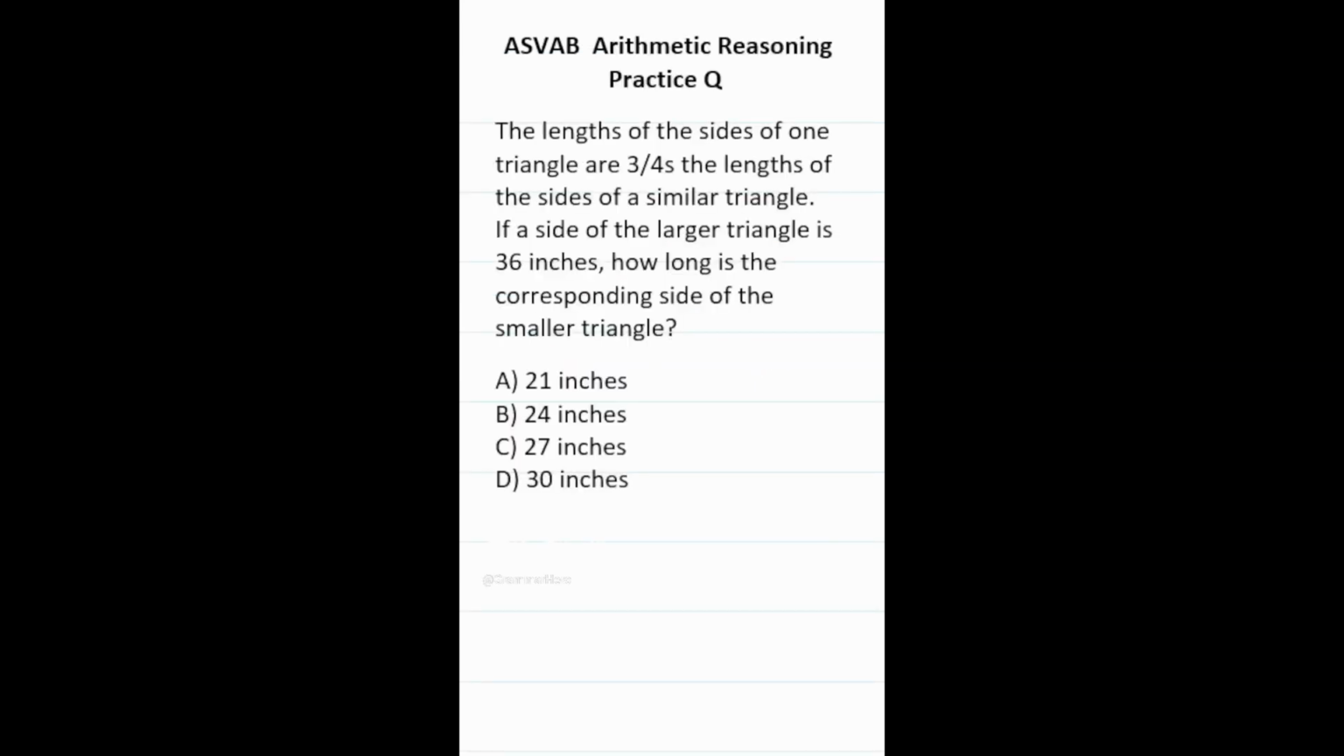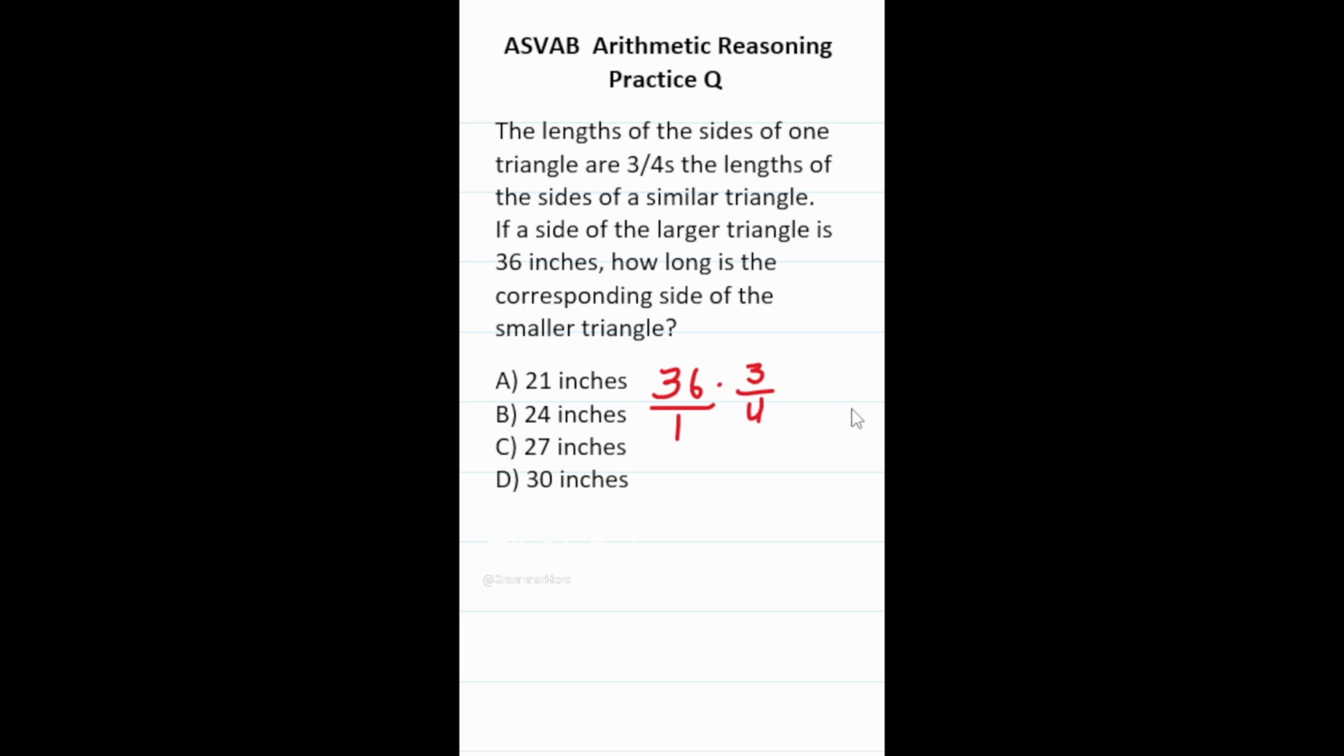This arithmetic reasoning practice test question says this: the lengths of the sides of one triangle are 3/4 the lengths of the sides of a similar triangle. If a side of a larger triangle is 36 inches, how long is the corresponding side of the smaller triangle? In other words, we got to figure out what 3/4 of 36 inches is. So that's going to be 36 times 3 over 4. If you want to rewrite 36 as a fraction, you can place it over 1. Again, 36 divided by 1 is just 36.